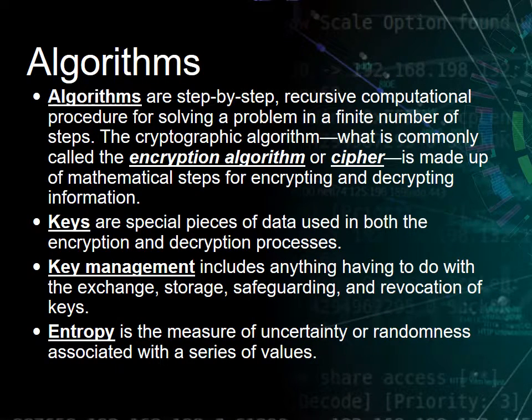So looking at algorithms: they are step-by-step recursive computational procedures for solving a problem in a finite number of steps. The cryptographic algorithm, what is commonly called the encryption algorithm or the cipher, is made up of mathematical steps for encrypting and decrypting information. Keys are special pieces of data used in both the encryption and decryption processes. Key management includes anything having to do with the exchange and storage, safeguarding, and revocation of keys. And entropy is the measure of uncertainty or randomness associated with a series of values.